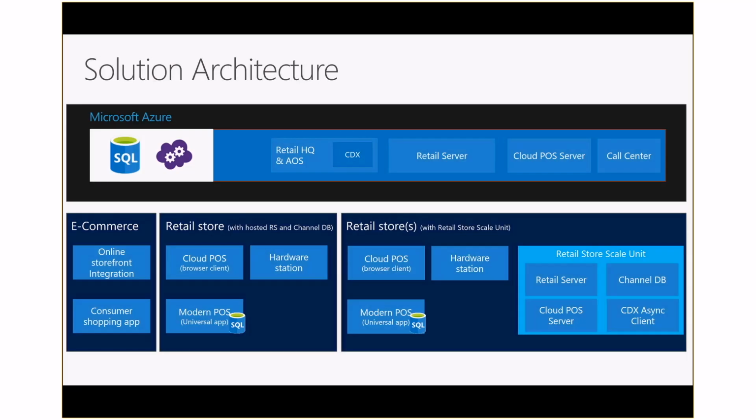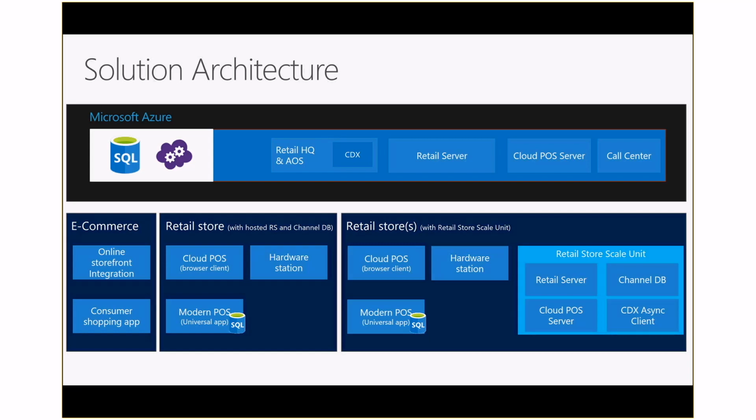So if you look at overall retail architecture for Dynamics 365 for operations, you will look at HQ components that are hosted in Azure. These consist of retail server, AOS, and then Cloud POS server. And in addition to this, we also have one of our channels that is hosted in HQ and renders via browser, being the call center.